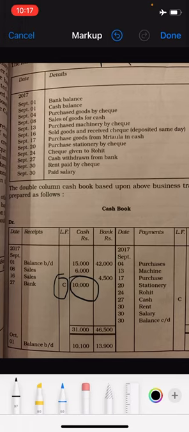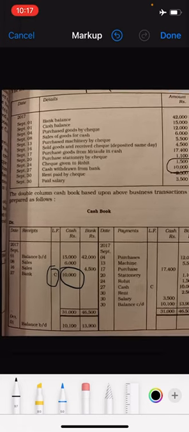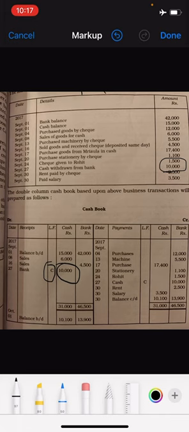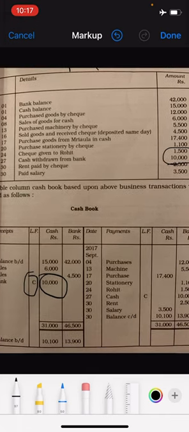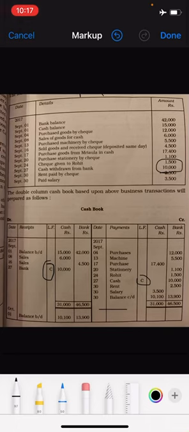Since this is the contra entry, both the entries have to be made, and you all know bank account is credited. So on the credit side of your cash book, you have to write cash, and in your LF column you have to write C, that is the contra entry, and under bank you have to write 10,000.